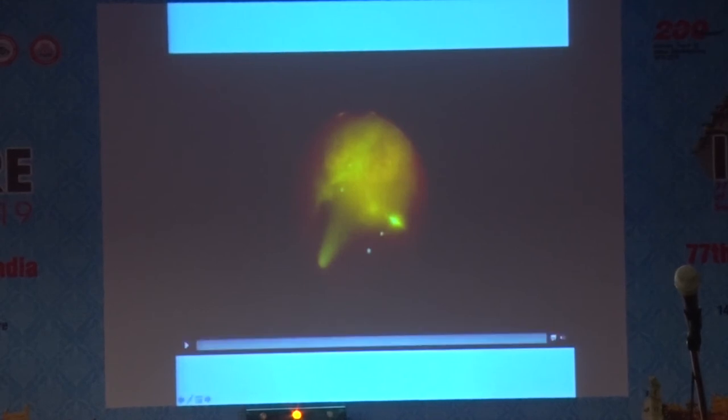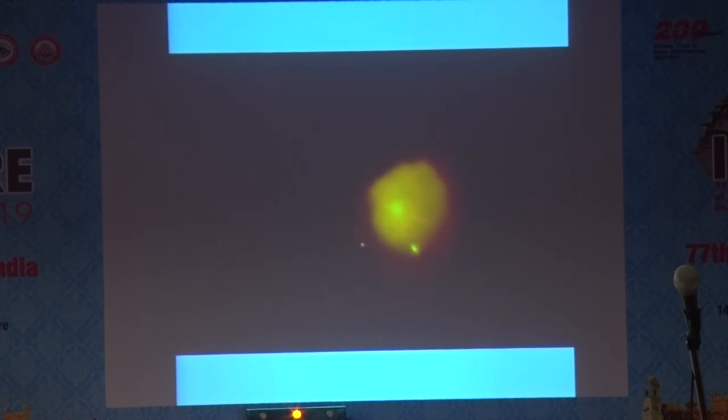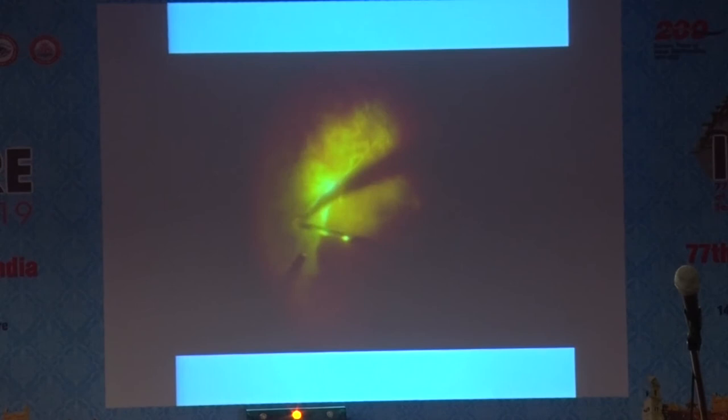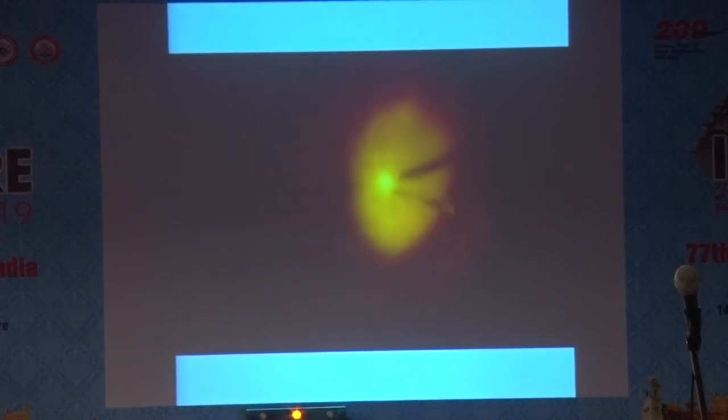This is one of these patients where the surgery was done. Most of the time, you don't see the active disease along with the RD, but in this patient, there was an active disease going on.